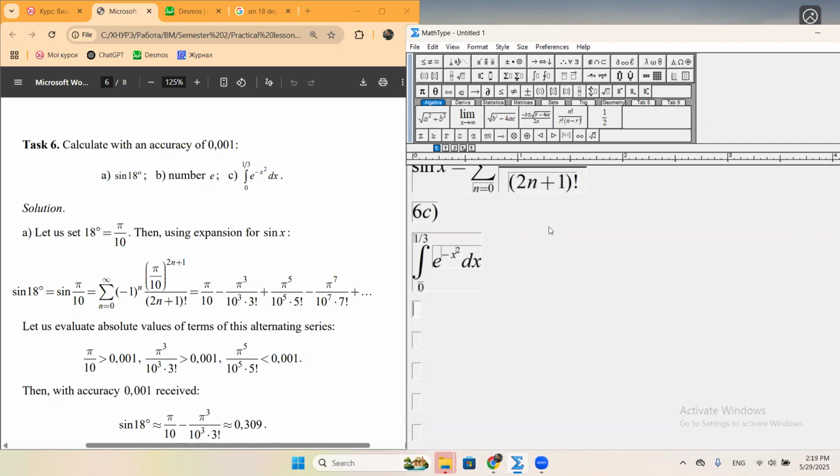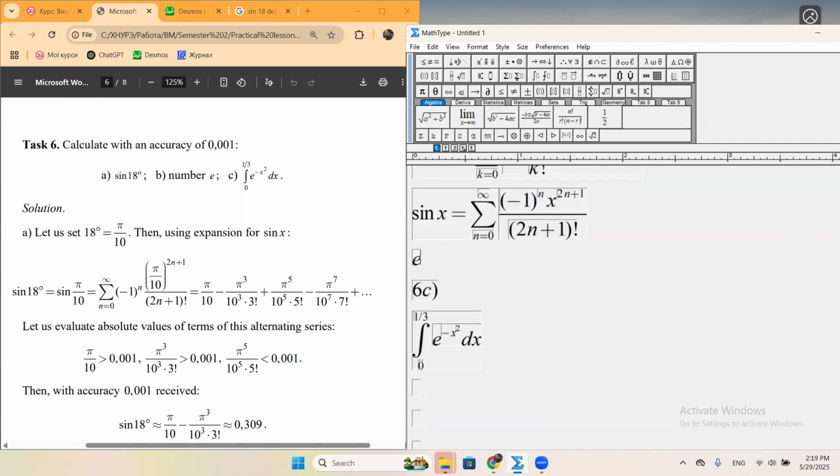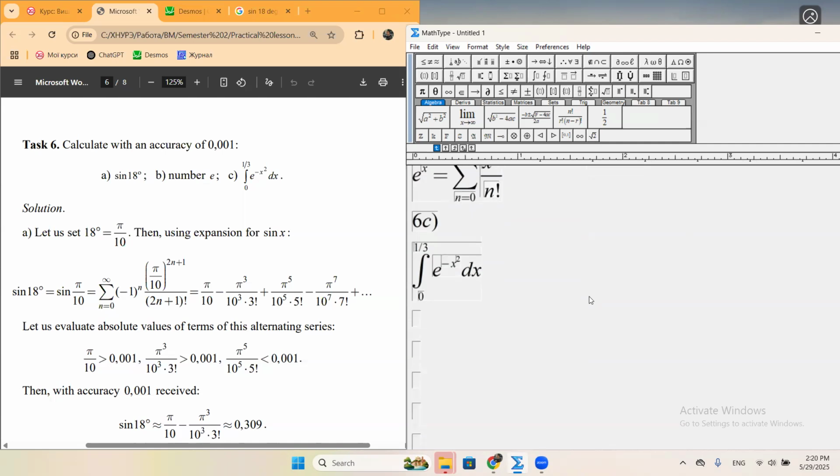How will we do it? We will use the standard expansion of e to the power of x: the sum for n from 0 to infinity of x to the power of n over n factorial. So we will use this expansion. But what about e to the power of minus x squared? So we will write it down like this.